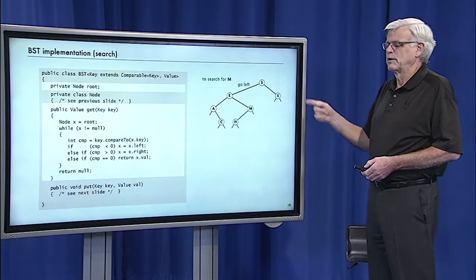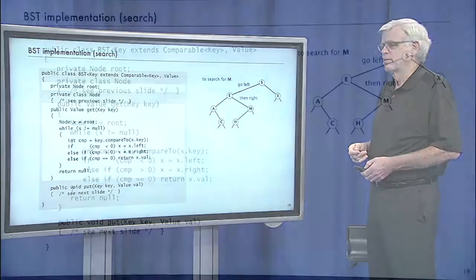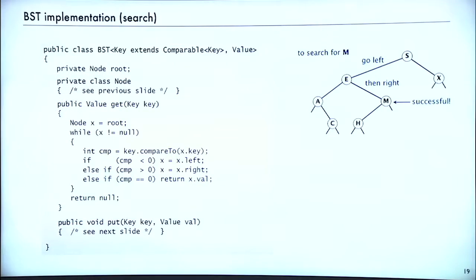M is less than s, so we go left. It's greater than e, so we go right. And then we're successful to see m.